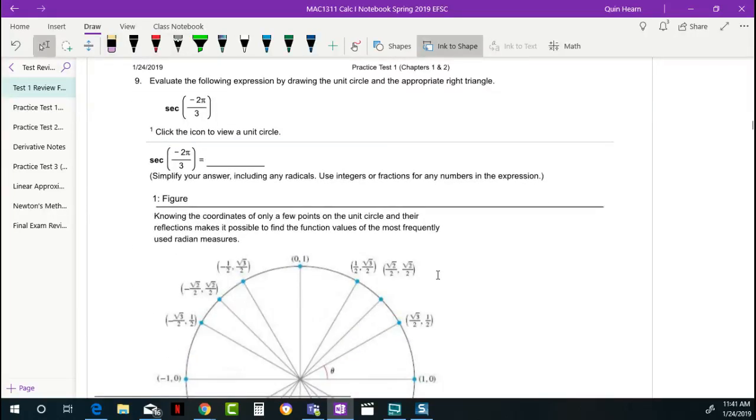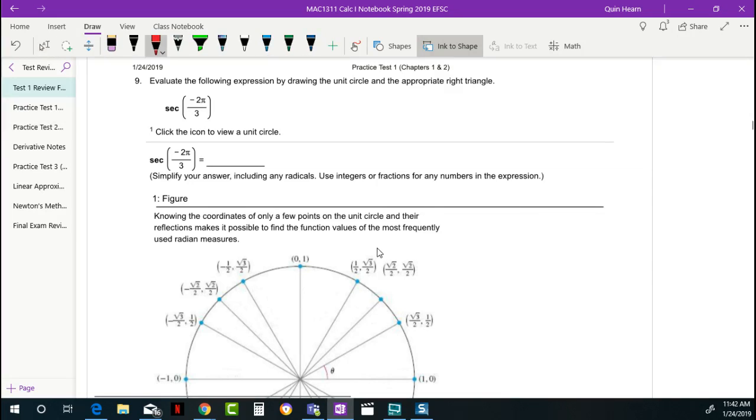So here's a trig question. I know people get rusty with trig, so I just wanted to go ahead and show you this one. Evaluate the following expression by drawing the unit circle and the appropriate right triangle. So we're looking for the secant of -2 pi over 3.